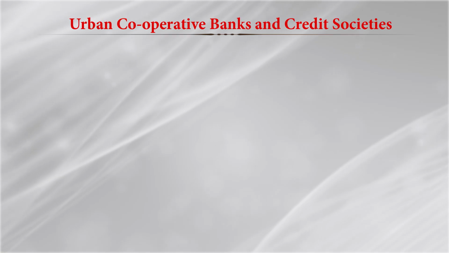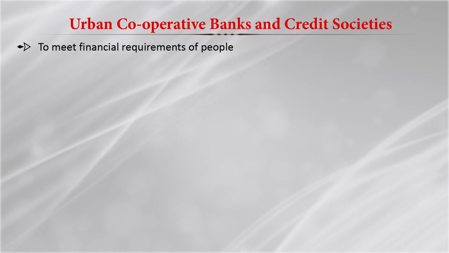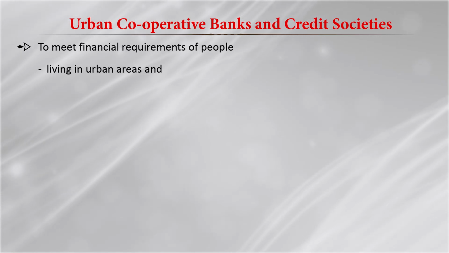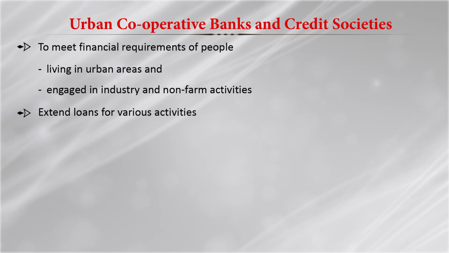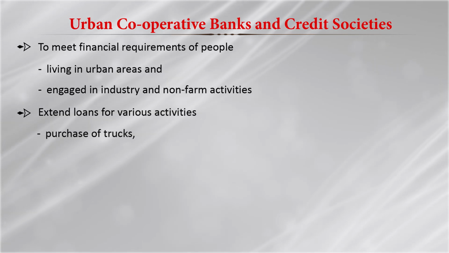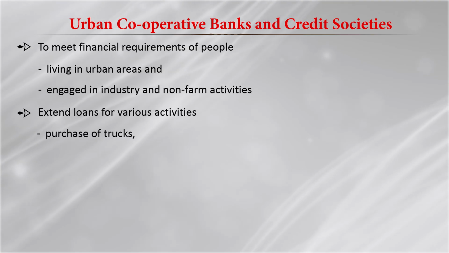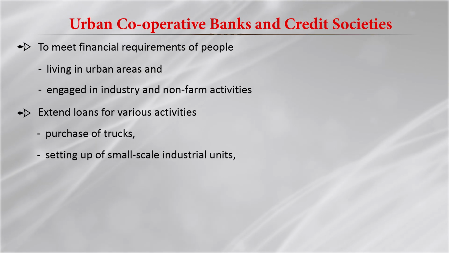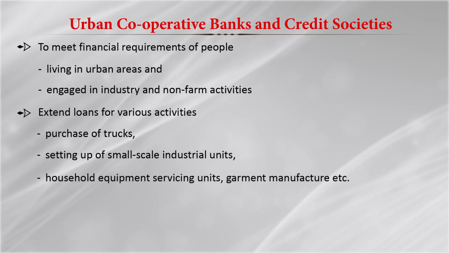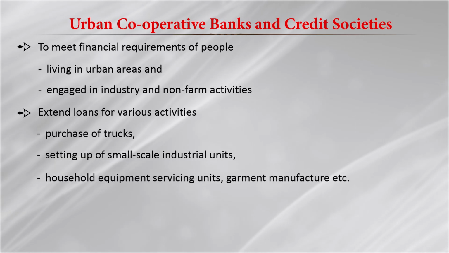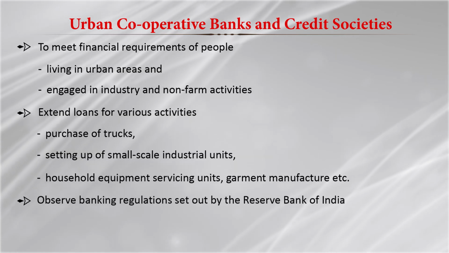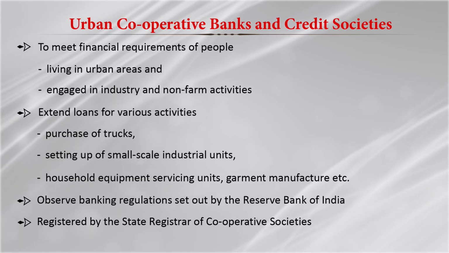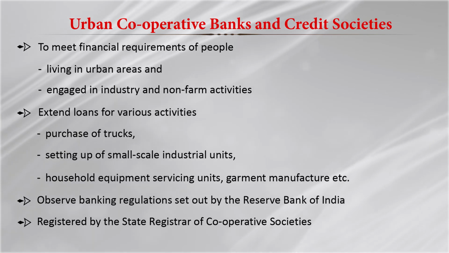In case of urban cooperative banks and credit societies, their purpose is to meet the financial requirements of people who live in urban areas and are engaged in industry and non-farm activities. They extend loans for various activities. Suppose a person from an urban area wants to purchase a truck, they provide the loan. They also provide loans for setting up small scale industry units and for household equipment servicing units. They follow the banking regulations set by the Reserve Bank of India, and they are registered with the state registrar of cooperative societies.